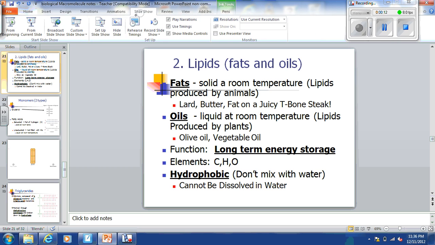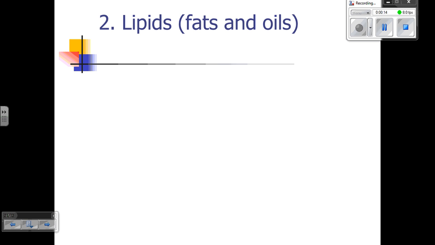So let me open up a slideshow here. All right. Let's start off by just talking a little bit about carbohydrates from yesterday. If you remember, carbohydrates have a basic ring structure, and you can put a bunch of those small rings together to form your large polymer or polysaccharide.